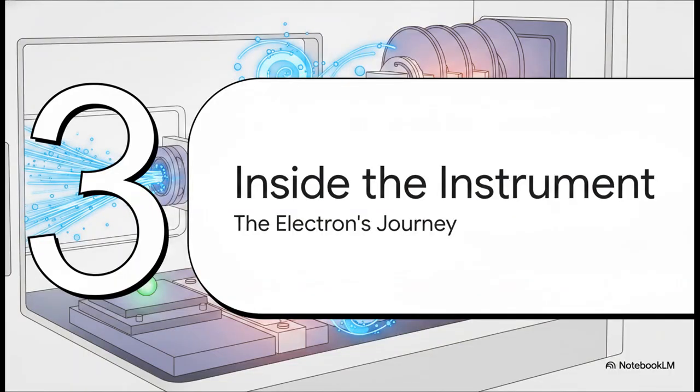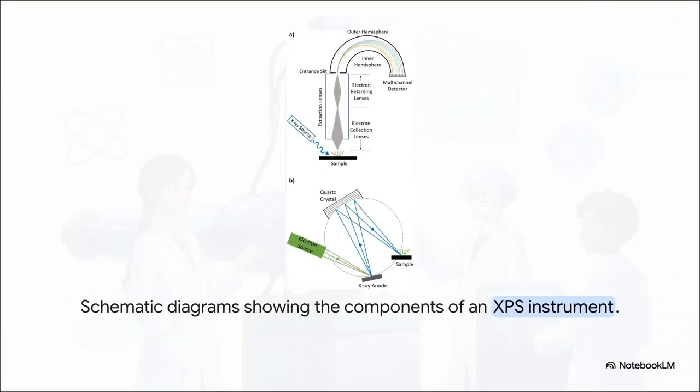Section 3. Inside the XPS instrument, the electron's journey. Let's look at the actual hardware and follow the electron's journey. Down at the X-ray source, usually firing aluminum or magnesium K-alpha radiation, the sample gets bombarded. As those photoelectrons are ejected from the surface, they travel up through a series of extraction lenses. You can think of these lenses as a highly specialized funnel, carefully guiding and focusing the electrons into the energy analyzer. The analyzer separates them out based on their kinetic energy, and finally, they smash into a multi-channel detector at the end of the path, where all that beautiful data is recorded by the computer.